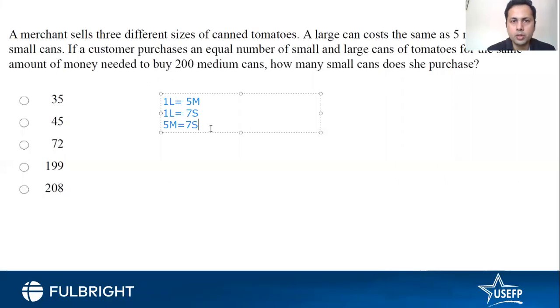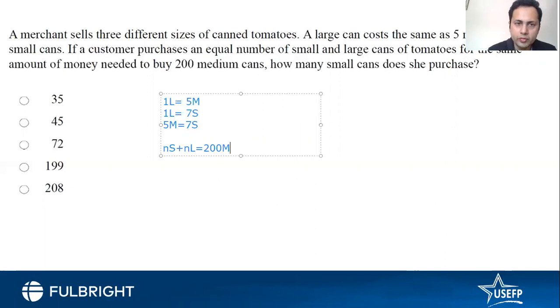The next line: if a customer purchases an equal number of small and large cans of tomatoes. So let's suppose the customer purchases n small and n large cans. n times S plus n times L equals 200 medium cans. How many small cans does she purchase?